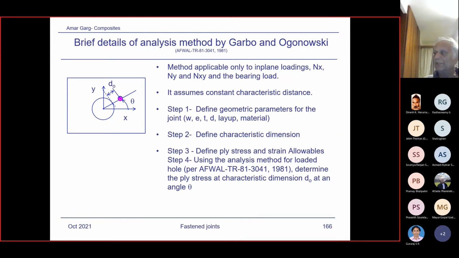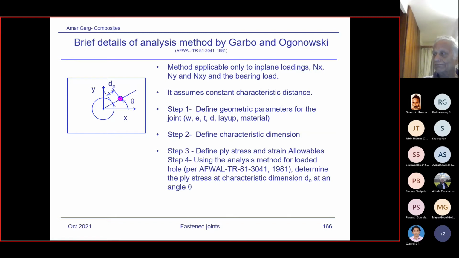Calculate the margins, and then the lowest margin will be your margin, because in multi-axial loading, you don't know whether the failure will occur from here or here or here. That's why for every ply, the analysis will be done at various angles, find the minimum margin, and so you write the minimum margin.